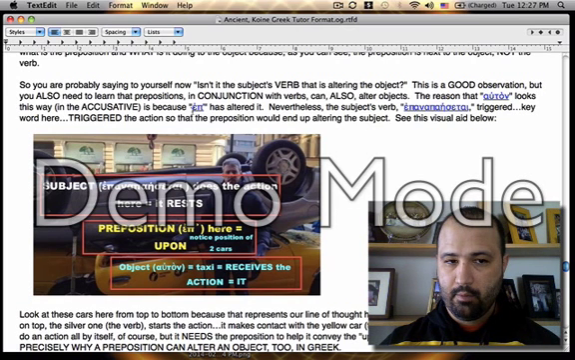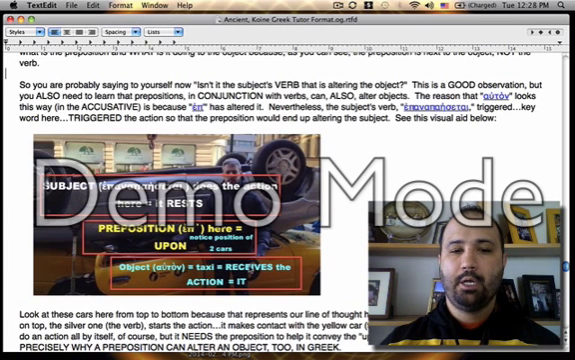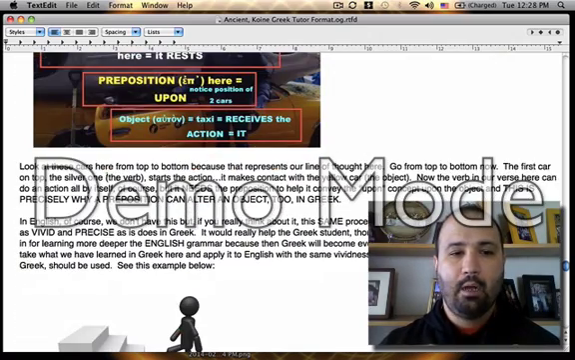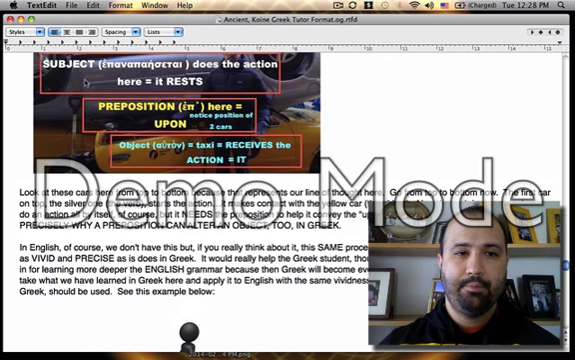There you go. So what do we have here? Subject, which is this car here. Epanapaisete, preposition, ep or epi. Object, okay, afton, which is this taxi. See that? Okay, look at these cars here from top to bottom, because that represents our line of thought here. Go from top to bottom now. The first car is on top, the silver one. Okay, the verb starts the action.